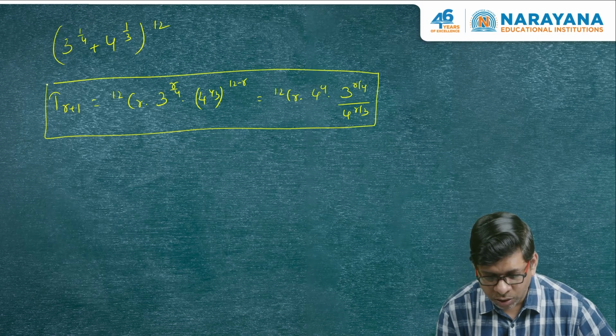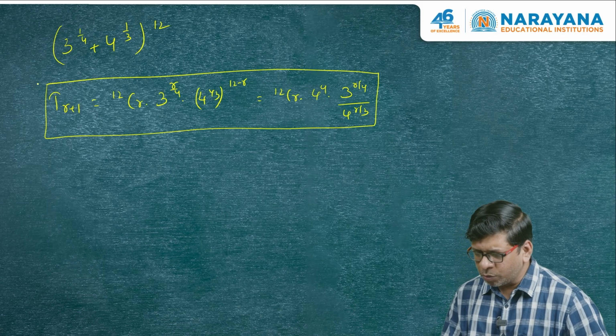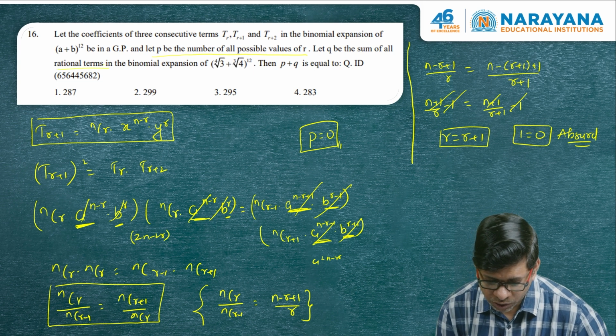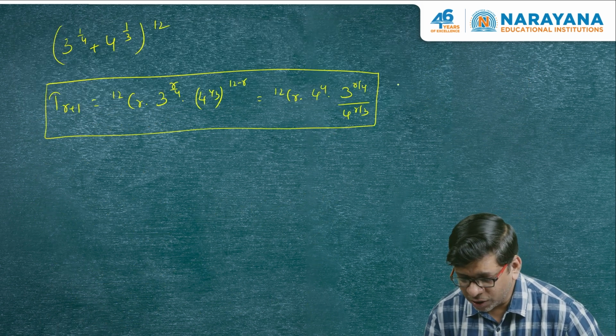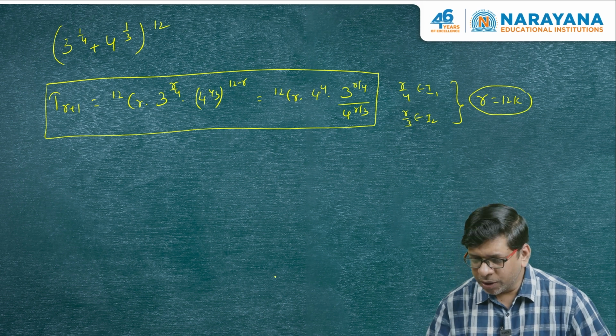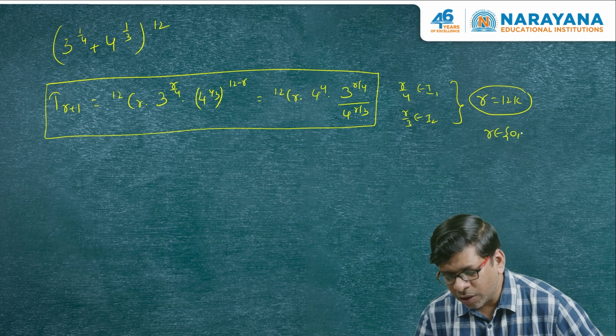Now what do you want? You want this general term to be a rational term. So rational means this r by 4 should be an integer and r by 3 should also be an integer. It means r should be a multiple of 12. But r can vary from 0 to 12.